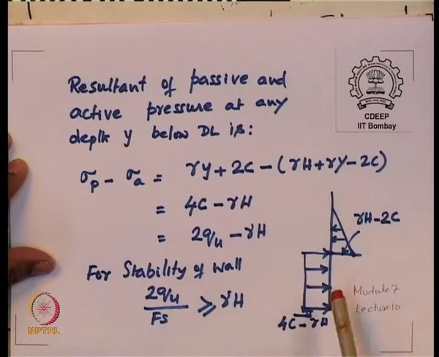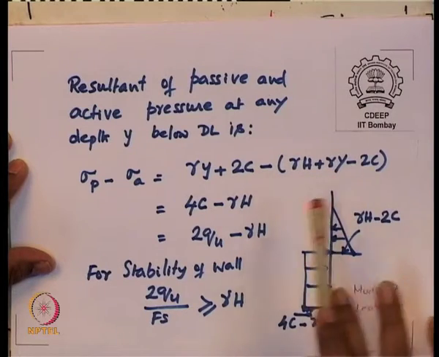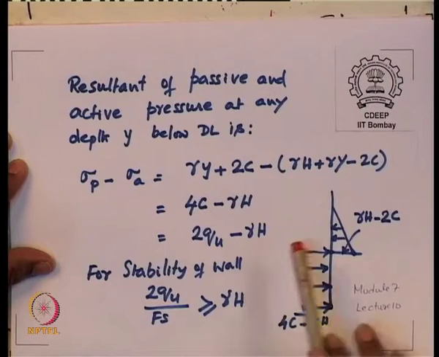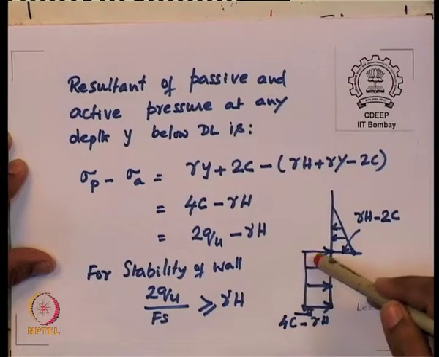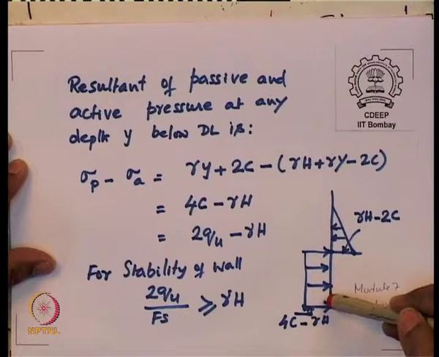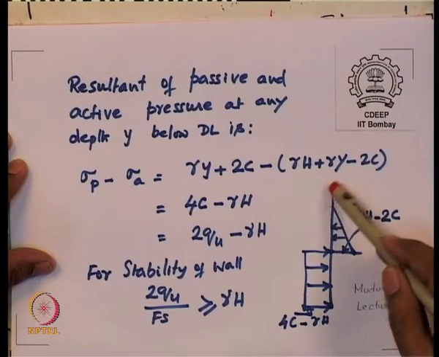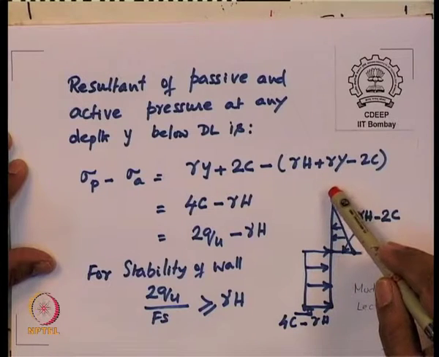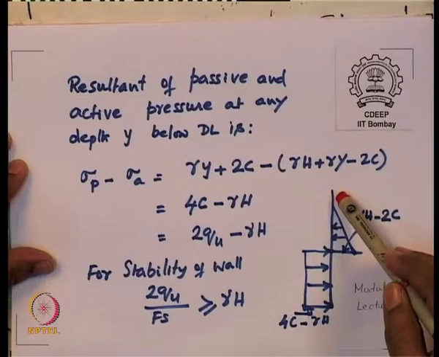By simplification, the net pressure is nothing but 4c minus gamma h. This is at y equal to 0, where we get 4c minus gamma h, that means 2Qu minus gamma h. Now this is the net pressure diagram, where we have 4c minus gamma h acting over depth d, and gamma h minus 2c acting over this depth excluding the tension crack depth. Once a tension crack occurs, this portion of the pressure is relieved from the earth pressure.